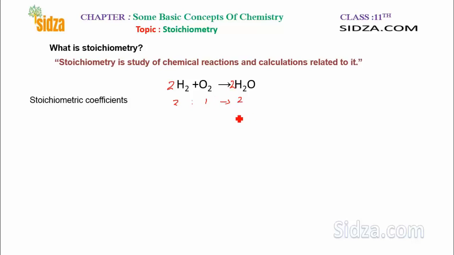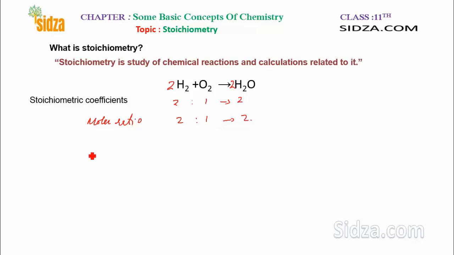So whenever we balance a particular equation, why do we balance? Because from a balanced chemical equation, we get a lot of information. Number one, we get to know the ratio in which the reactants will react. And I can also write down the molar ratio. The molar ratio will be 2 is to 1 is to 2. Means 2 moles of hydrogen react with 1 mole of oxygen and form 2 moles of water.